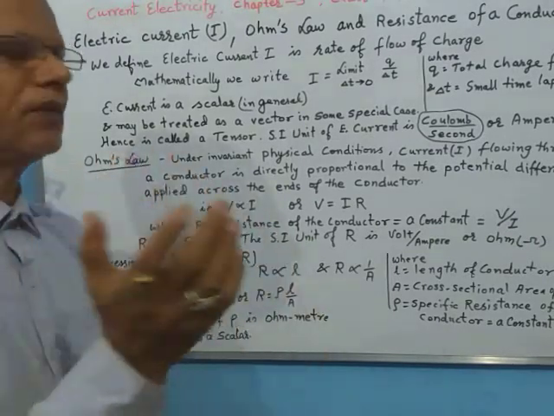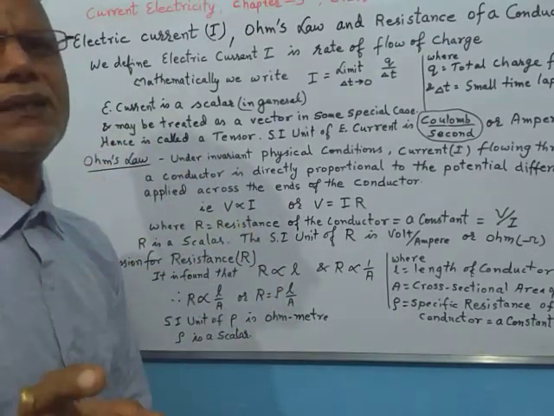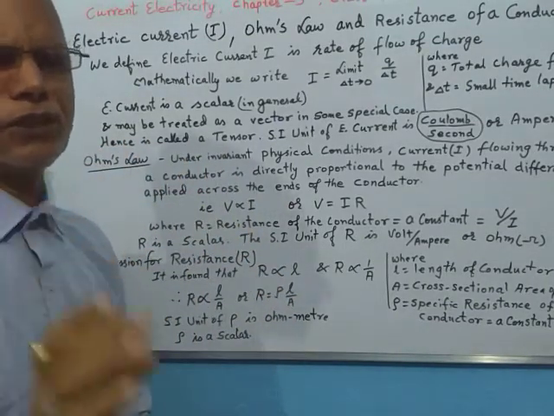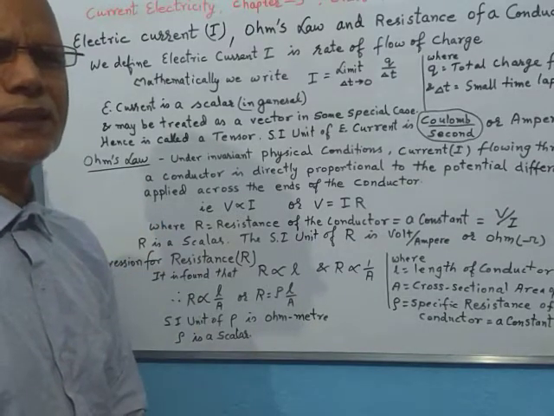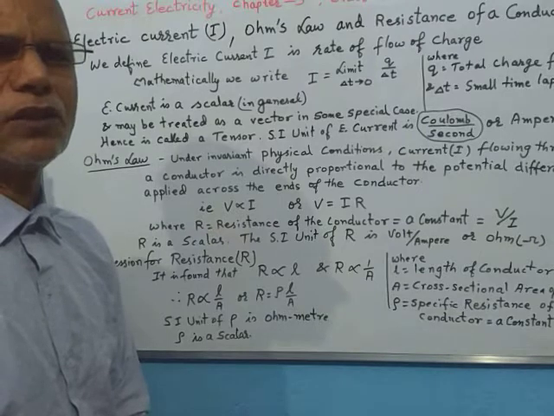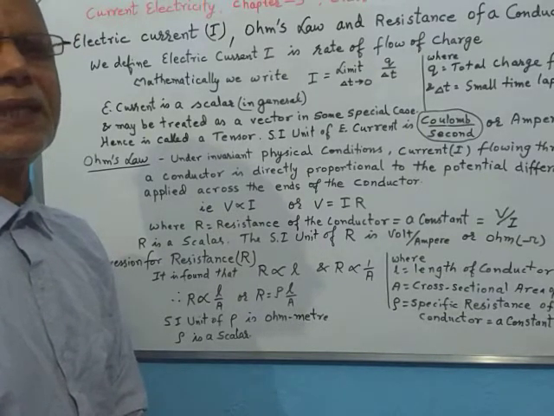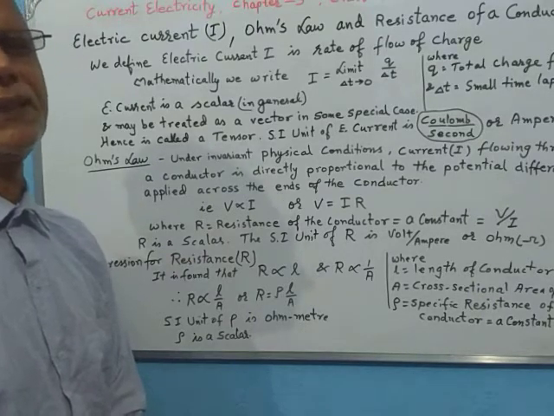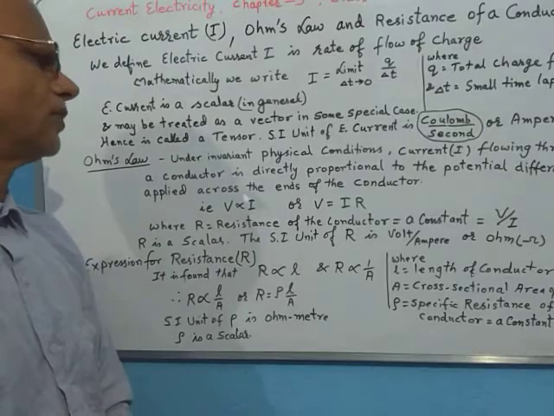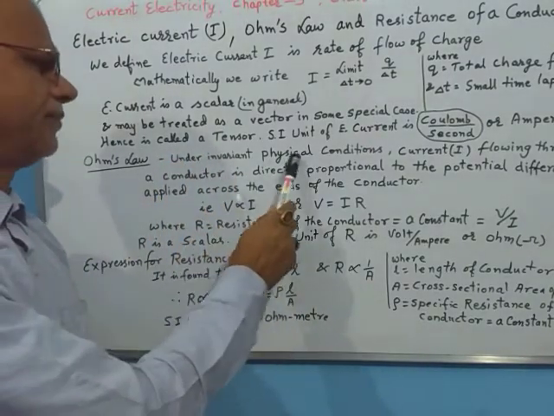So in general we say under invariant physical conditions, and in most cases it is taken as the temperature only. But in fact when we consider a material other than solid, if the conductor is a liquid, then in that case factors other than the temperature may also affect its conductivity. So in general we talk about the invariant physical conditions.